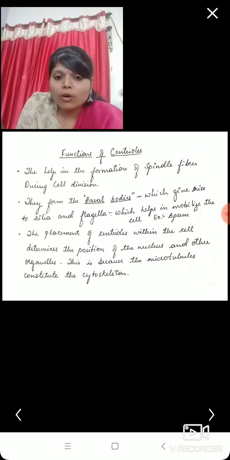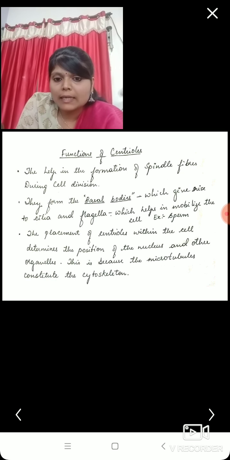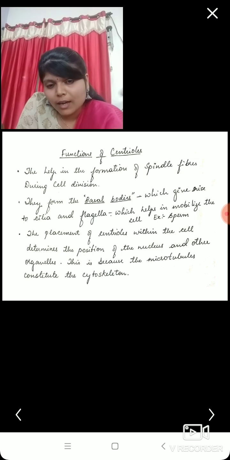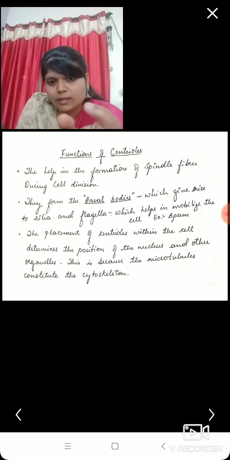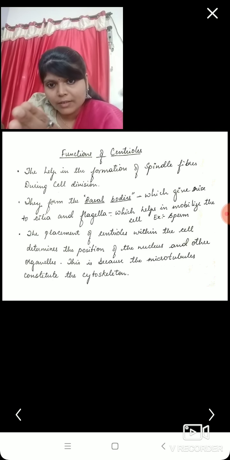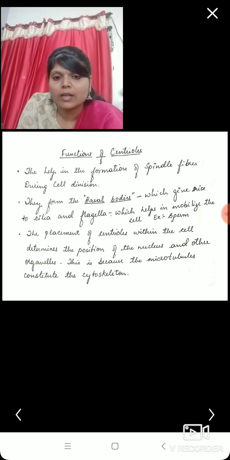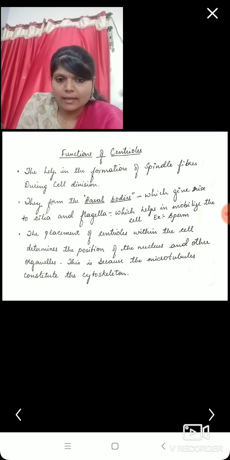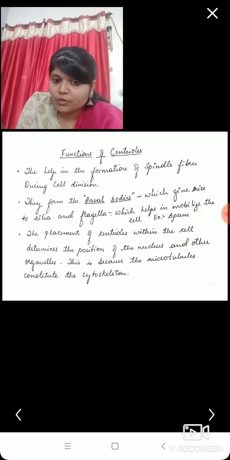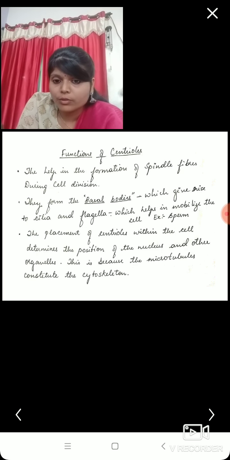The placement of centrioles within the cell determines the position of the nucleus. So where the centrioles are present, that determines the position of the nucleus. Henceforth, the centrioles are near the nucleus, meaning the centrioles are in the center, a little away from the center, so that they can place the nucleus right in the center of the cell. In that way, they determine the position of the nucleus and the other organelles also.